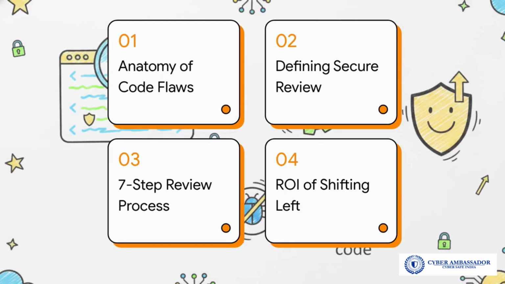So here is our roadmap for this explainer. 1. The anatomy of code vulnerabilities. 2. Defining secure code review. 3. The 7-step review process. And 4. The ROI of shifting left. Let's get right into it.